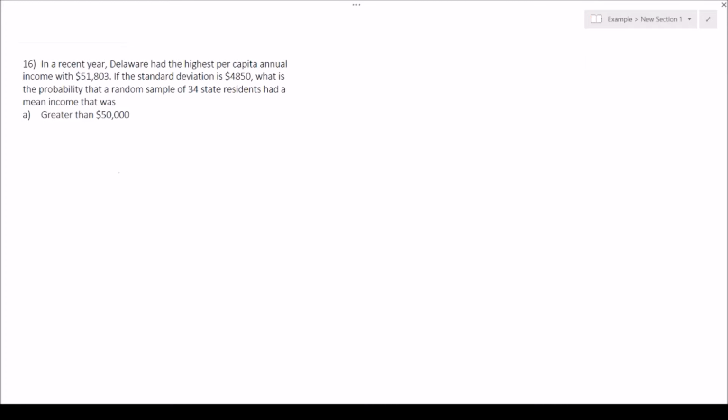So first thing we want to deal with is normality. Normality is not stated, but we're looking at a sample of 34, n is 34, which is larger than 30. So the central limit theorem will give us an approximately normal distribution. N is greater than or equal to 30. So by the central limit theorem, the distribution is approximately normal. That allows us to draw a curve.